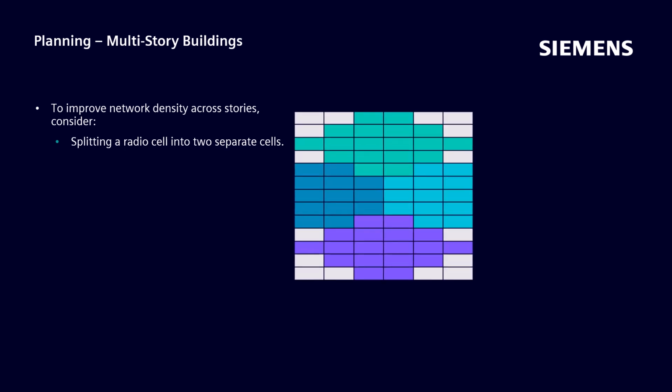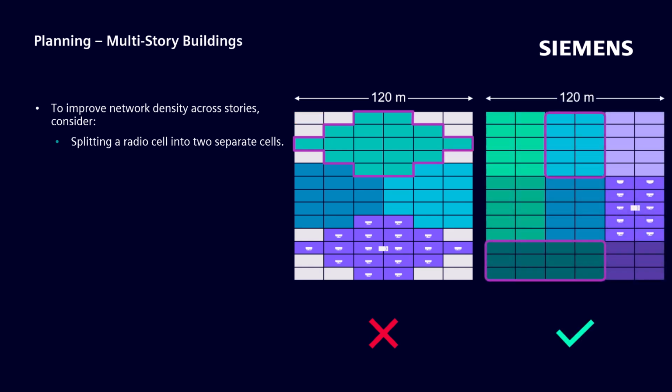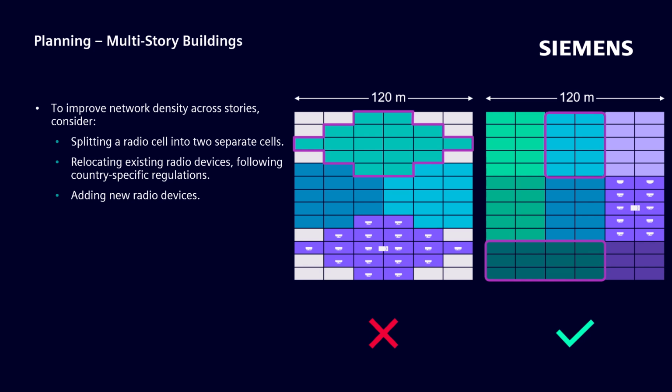Here's a practical example. In a building with a width of 120 meters, placing a single radio cell across the entire span may lead to blind spots or weak signal areas. Instead, we recommend splitting the radio cells vertically across 5 floors, with a maximum horizontal range of up to 40 meters on the floor where the gateway is located. This approach maximizes vertical coverage and keeps all devices within a reliable communication range. You can further improve cross-story coverage by relocating existing devices, following country-specific guidelines, adding new radio devices where necessary, and replacing wired detectors with compatible radio detectors when appropriate.